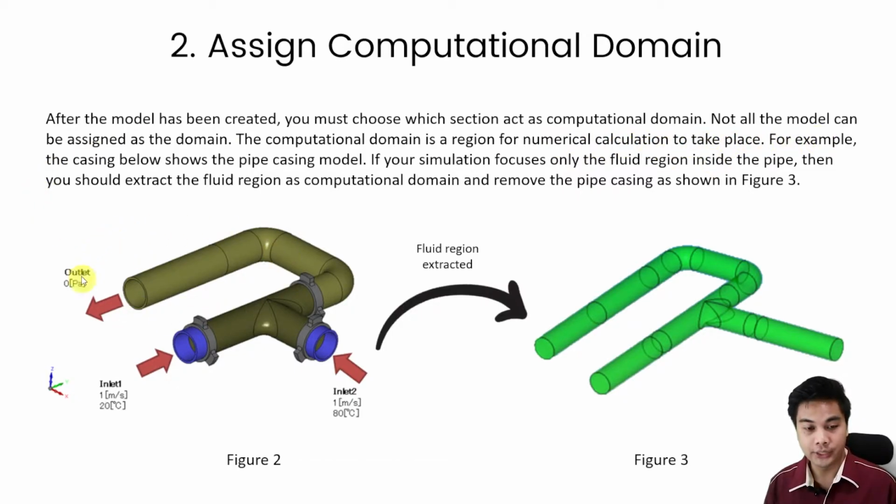For example, as you can see here, the casing below shows the pipe model. If your simulation focuses on the fluid region inside the pipe, then you should extract the fluid which is inside the pipe casing as the computational domain and remove the pipe casing as shown in figure 3. So this is the pipe casing and we extract the fluid region and form it as the computational domain.